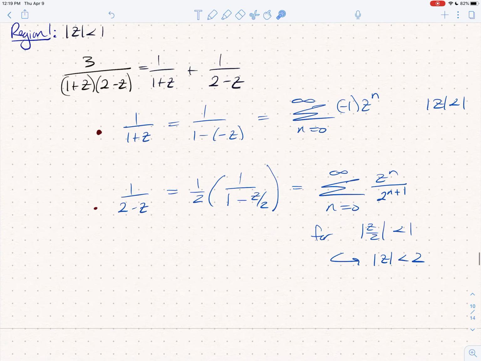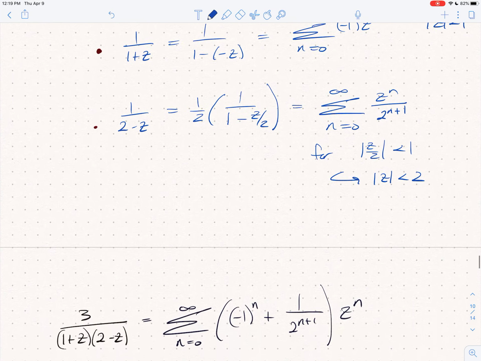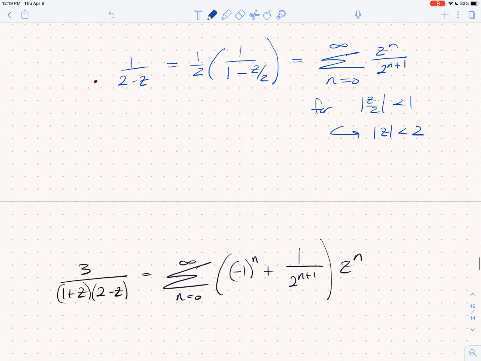You've got minus 1. Whoops, I left off the minus 1 to the n. It's funny seeing mistakes minutes later. I can't go back and say anything about it, but oh well. So minus 1 to the n and then 1 over 2 to the n plus 1, all times z to the n.